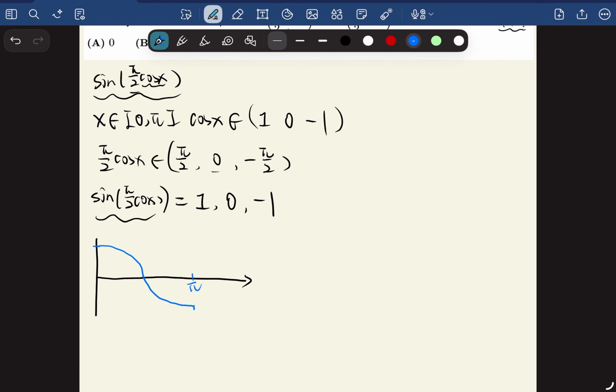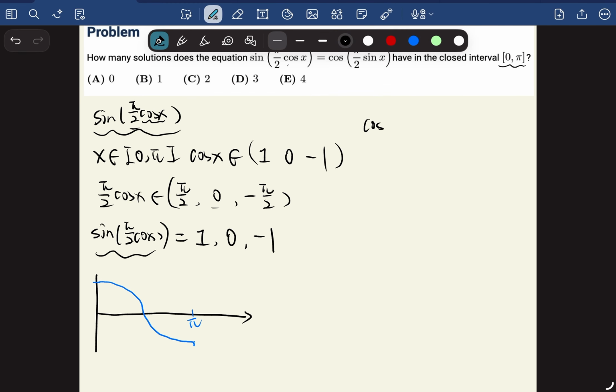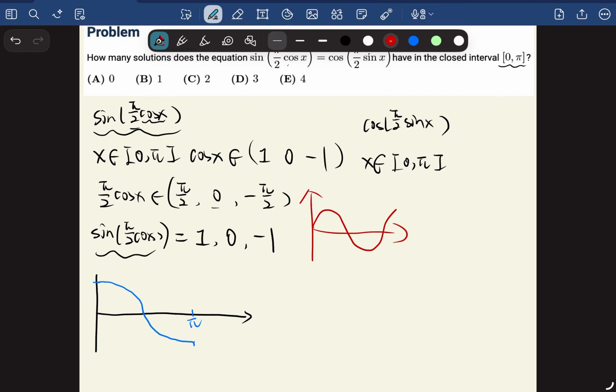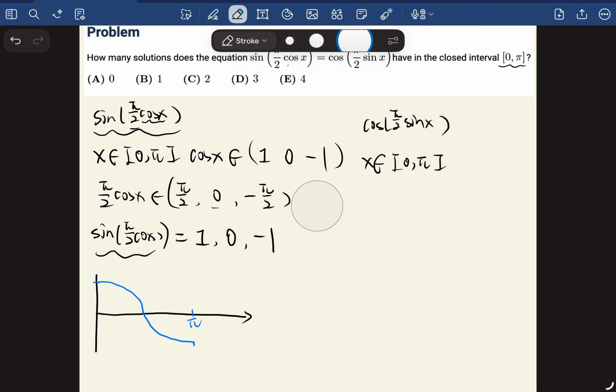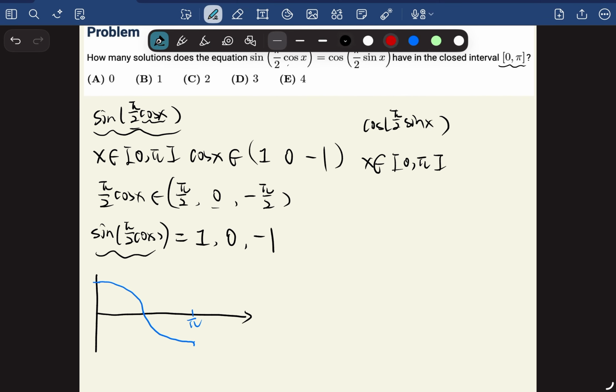Okay, what about the second function? What about cosine(pi/2 sine x)? Again, let's start with the first function, sine x. Given that x is within 0 to pi, we know that the function of sine x looks like this, and this is pi. So it's from 0 to 1 and 0. So sine x is within 0, 1, and 0.